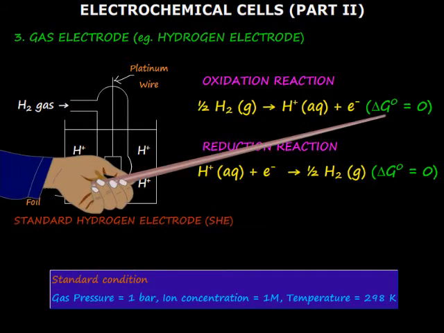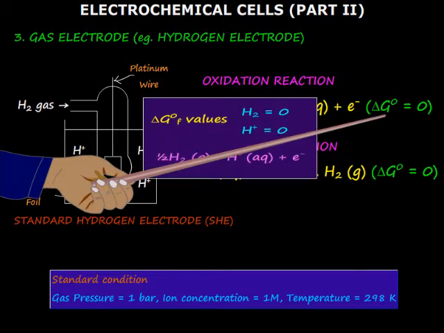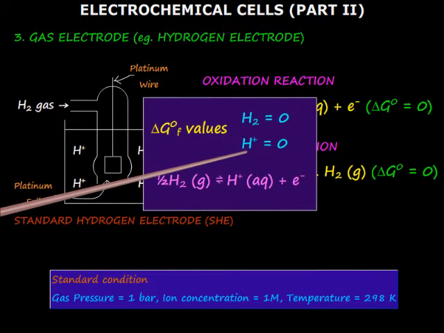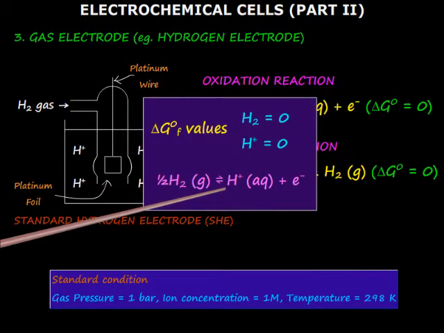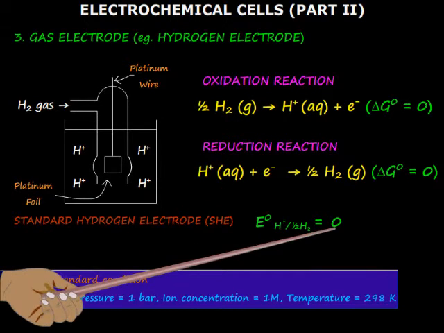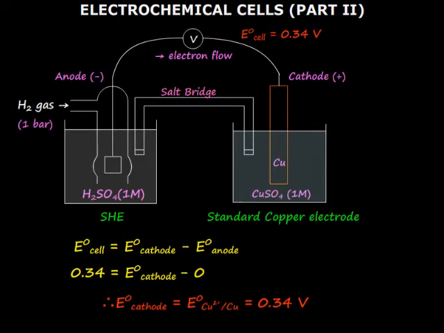The free energy change of this reaction is zero because free energy of formation of both hydrogen and H plus ion is zero. So this reaction is at equilibrium and the reduction potential of SHE is taken as zero by convention. That's the reason for coupling SHE with different electrodes and measuring the cell potential thereof in order to calculate the standard reduction potential of the electrode with which SHE is coupled.